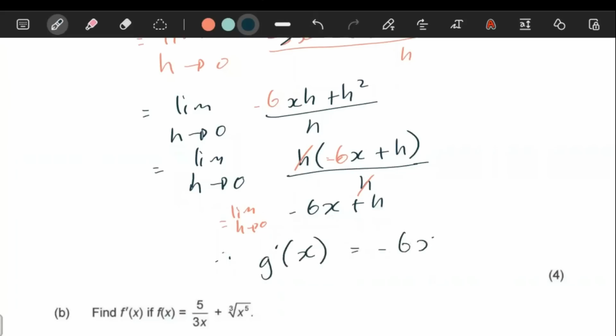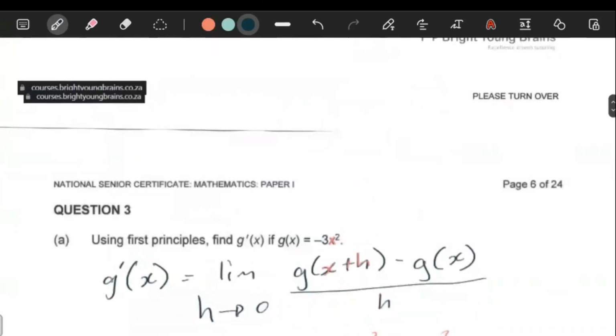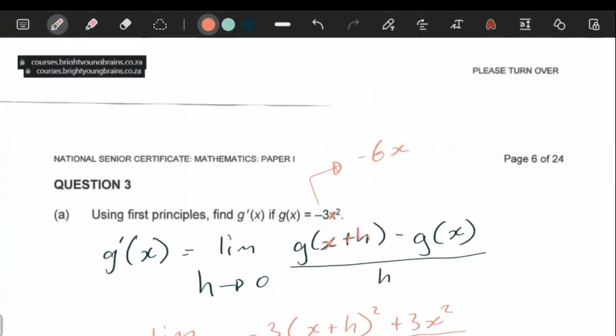negative 6x. So spotting the error was literally because in the beginning, your mind should already see that when you differentiate this, it's going to be 2 times negative 3, which is negative 6, and then x, because the 1 is removed from the 2.